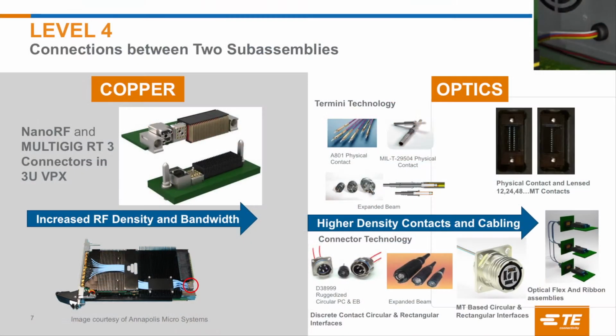The levels blur when you look at some of the technologies that you apply to solve different problems. You could argue in the VPX world that a level 4 solution is a level 3 solution. You have a processor, you have effectively a subsystem on a card because of the computing power. But you can see how over time on the copper side, the RF density has increased, the bandwidth has increased. If you look at multi-gig and nano RF, both as in size and density trends.